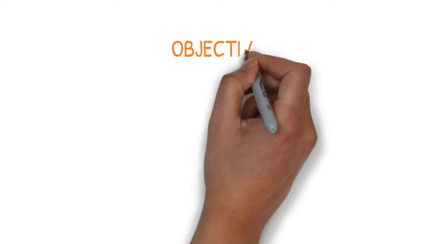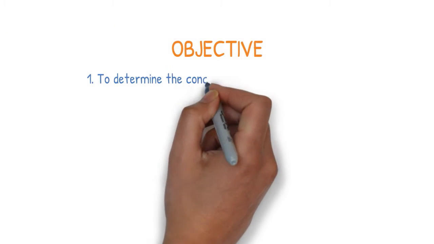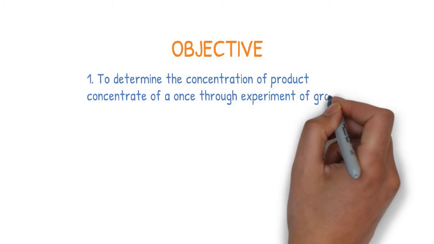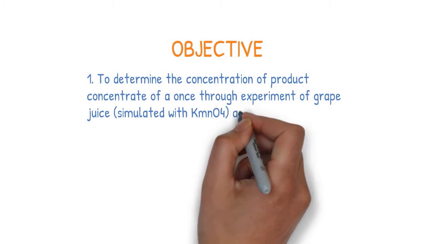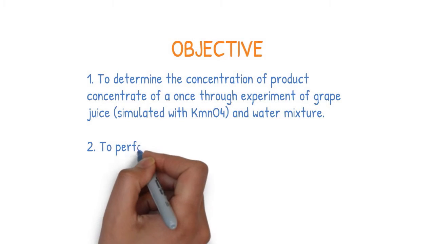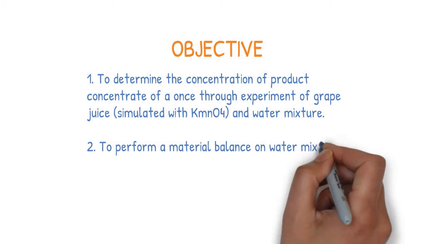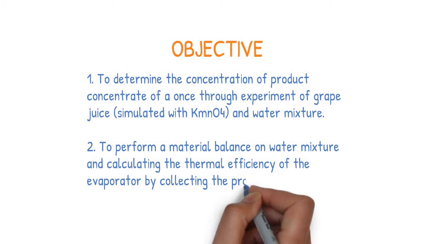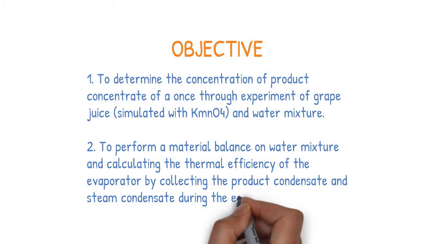The main objectives of this experiment are to determine the concentration of the product concentrate in a one-stroke experiment of grape juice simulated with a potassium permanganate and water mixture, and to perform a material balance on the water mixture and calculate the thermal efficiency of the evaporator by collecting the product condensate and steam condensate during the experiment.